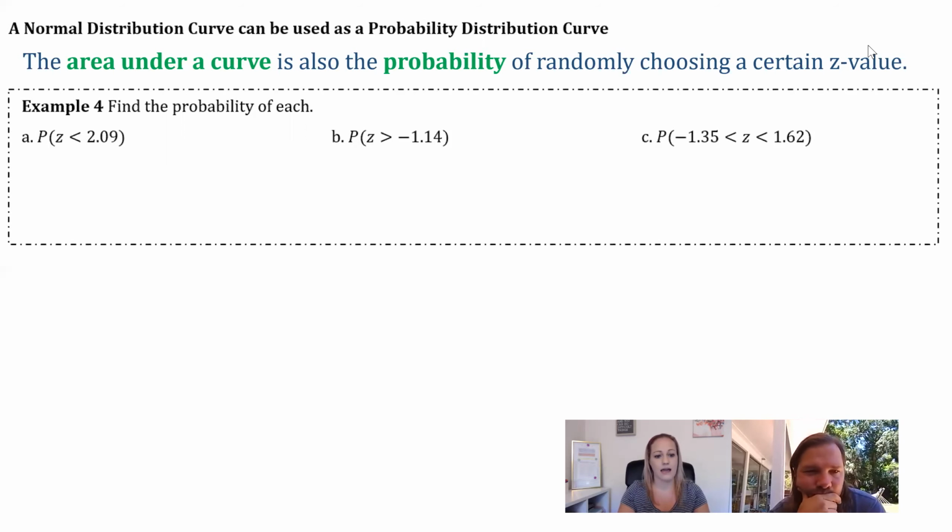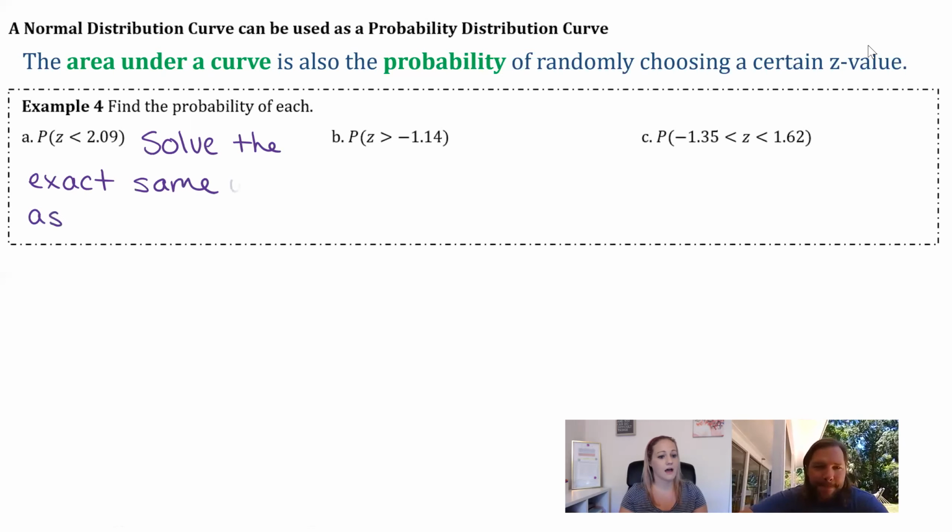And it allows us to now find the probability of z being a certain value. So on example 4, we're now asked to find the probability in part A that our z value is less than 2.09. So essentially, this is the exact same question as example 1 that we already did.